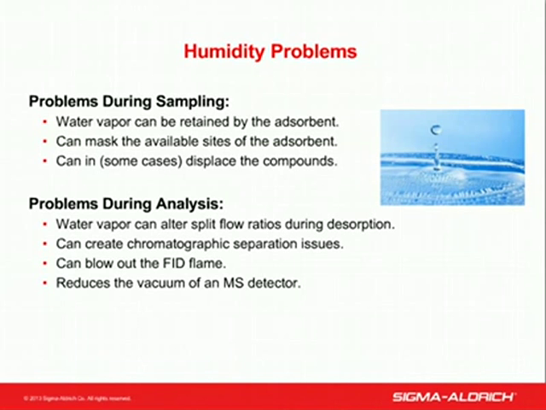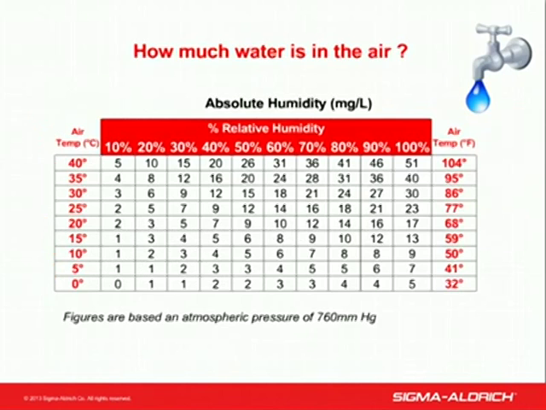So we need to keep humidity in mind when sampling, since the quantity of water vapor is often at milligram levels, and the compounds of interest are often at nanogram levels. So how much water is in the air? This chart shows the absolute humidity at various temperatures and relative humidity levels. The absolute humidity will tell you how much mass of water is contained in each liter of air sampled. So as an example, if the relative humidity is 60% and the temperature is 25 degrees, there will be 14 milligrams of water for every liter of air we collect.